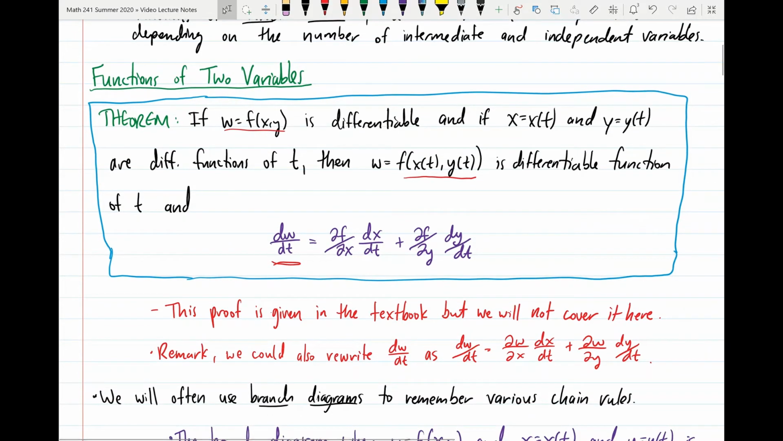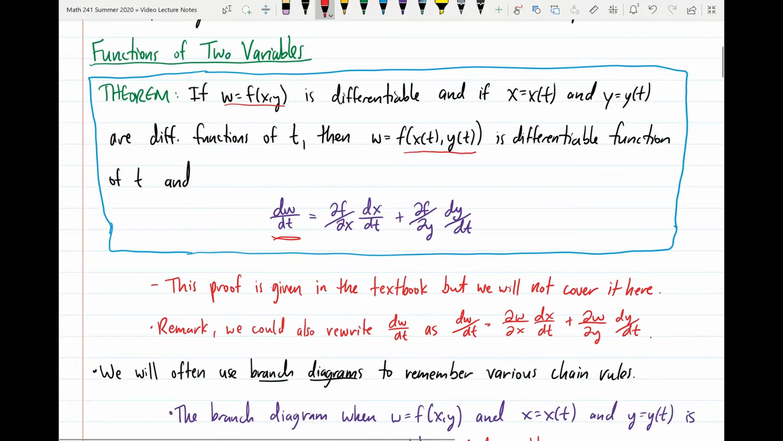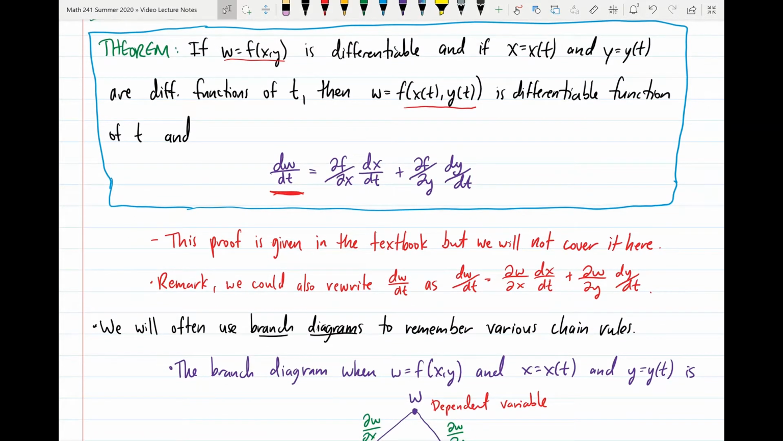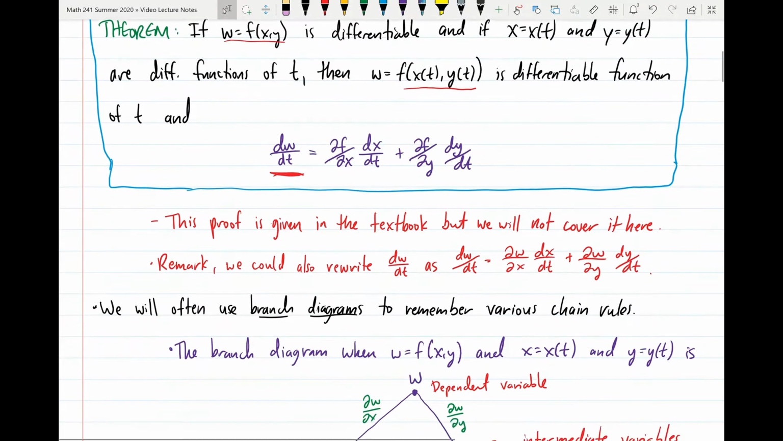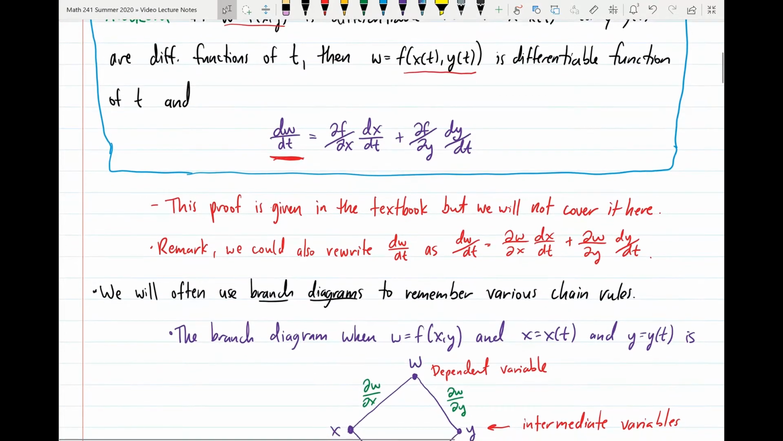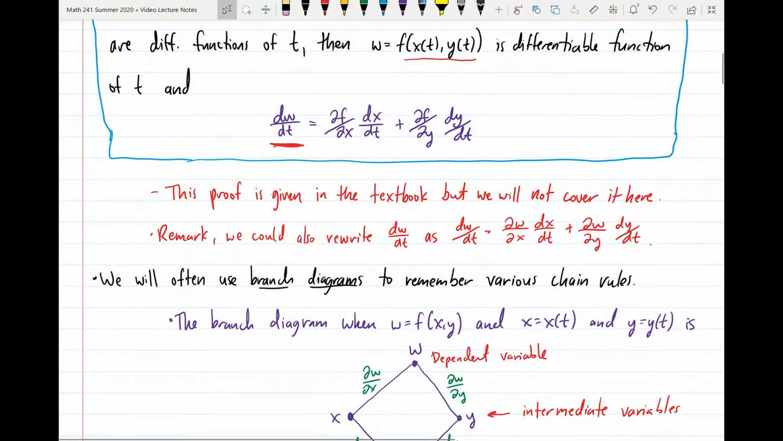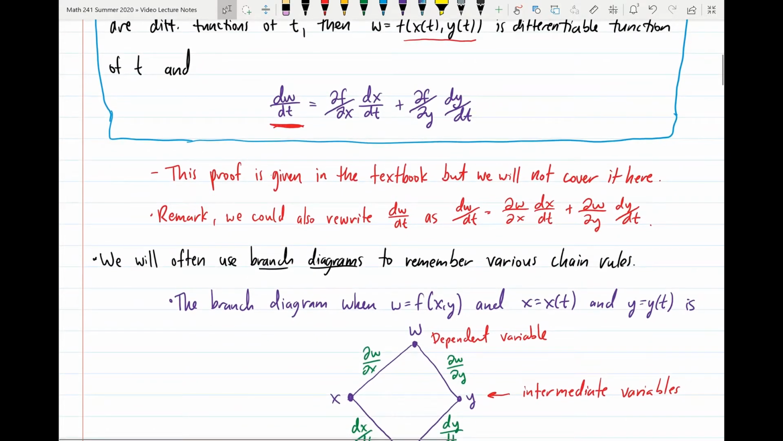So again, here we have a function in two variables, and then each of those two variables can be written as a function in the same variable t, where t is going to be the independent variable here, and x and y are both intermediate variables. And in this case, you can see that the chain rule is more complex than it is for single variable functions. A proof of this theorem is given in the textbook, but I don't want to cover it just because it's long, and this video is going to be long enough without adding that proof. So let's just skip over it. If you are interested, then you can always go into the book and look for the proof.